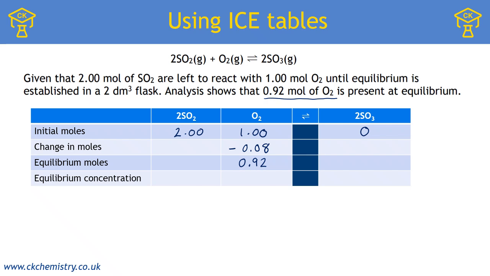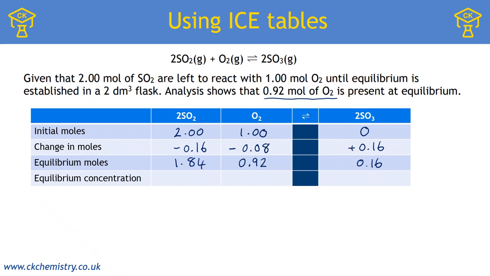So the ratio of oxygen to SO2 is 1 to 2. So every time I use 1 mole of oxygen, I use 2 moles of sulfur dioxide. And so if I have used up 0.08 moles of oxygen, it means that I will have used up 0.16 moles of SO2. And so the new value for SO2 is now going to be 1.84 moles. And on the other side, the amount of moles of SO3 I'm going to make will be the same as the moles of SO2 used up. So I'm going to increase by 0.16, and therefore I would have 0.16 as my moles at equilibrium.